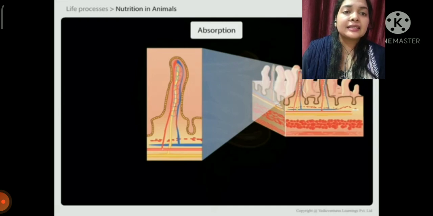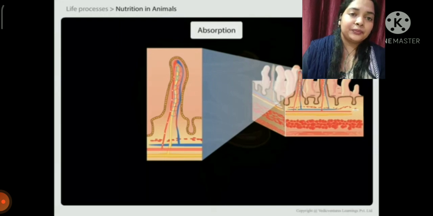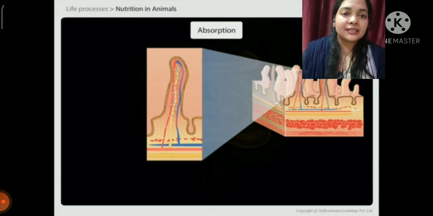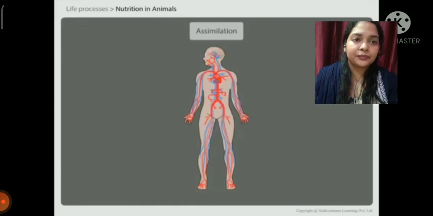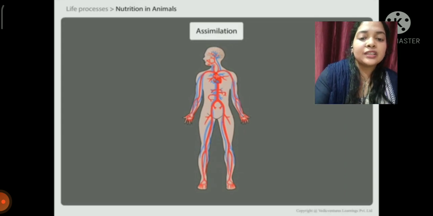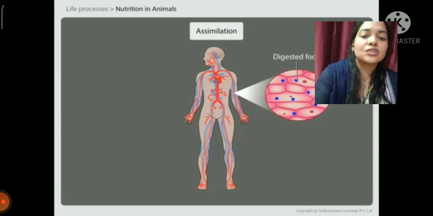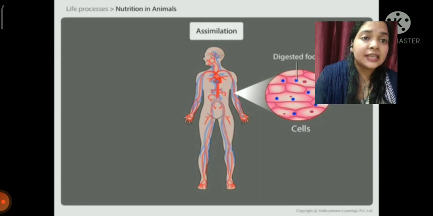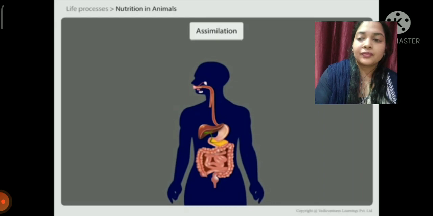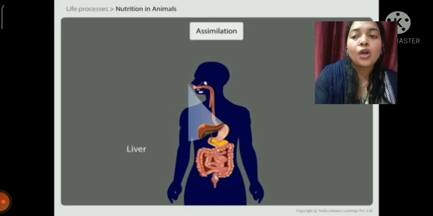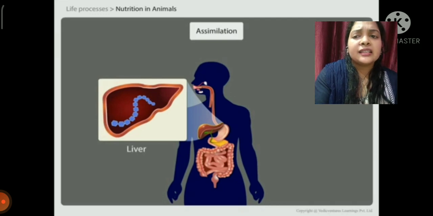Now, the next step is assimilation. Let's discuss about assimilation. From the blood, digested food is carried to all parts of the body. The digested food is used by the cells for obtaining energy. The digested food which is not used by our body immediately is stored in the liver in the form of carbohydrate called glycogen. This stored glycogen can be used as a source of energy by the body.